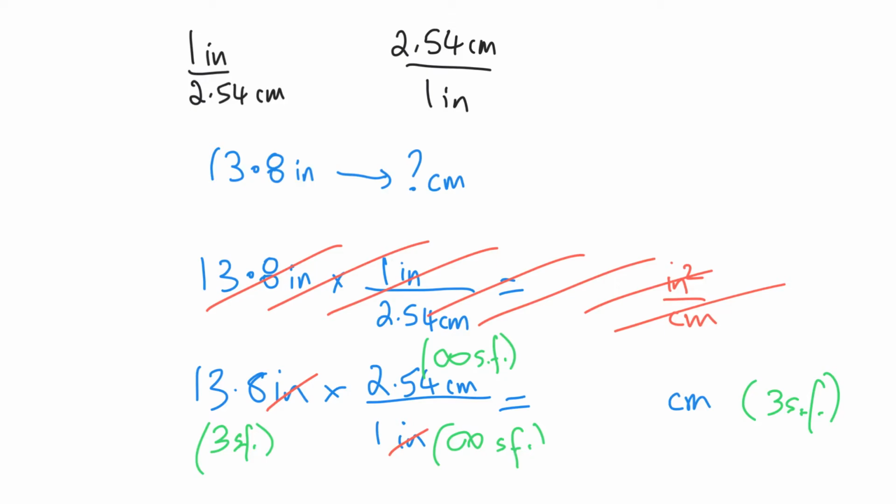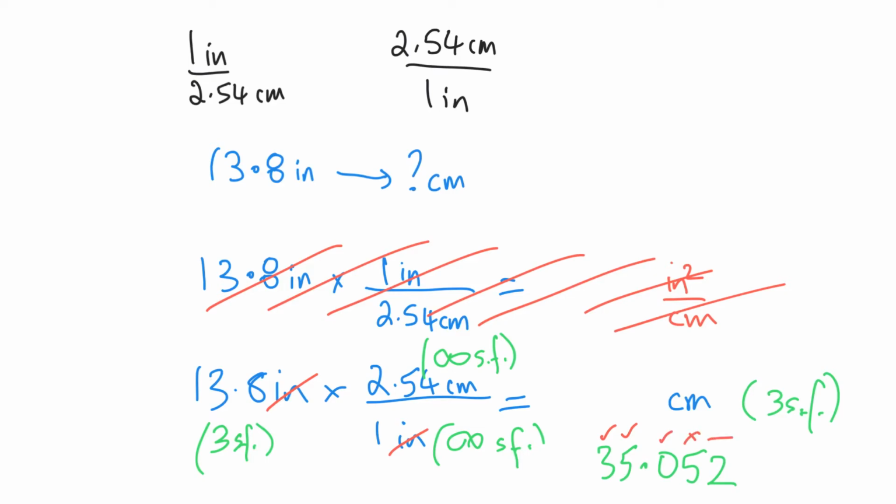13.8 times 2.54. Okay, don't need to divide by 1. I get 35.052. So that is not the right answer. Bad calculator, right? My calculator gave me way too many digits. How many do I need? I need 3. So I need the 3, the 5, and the 0. And everything else can just get pushed away.